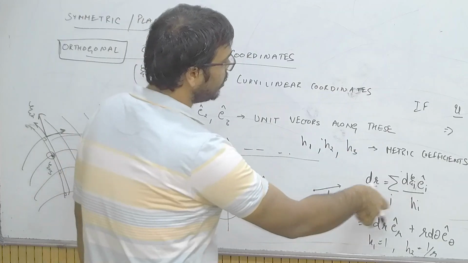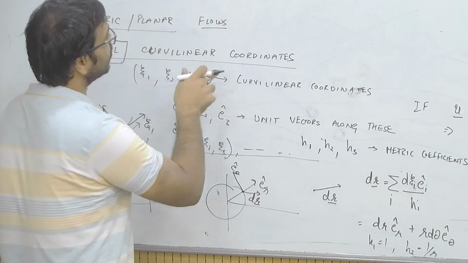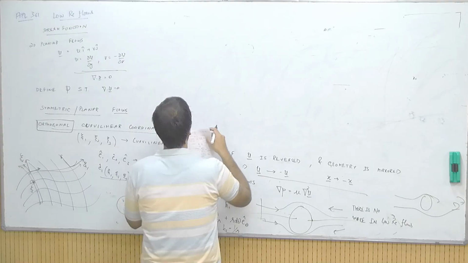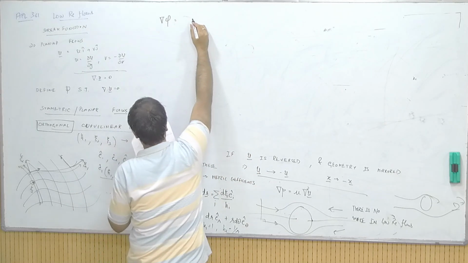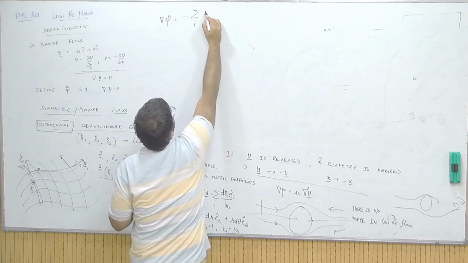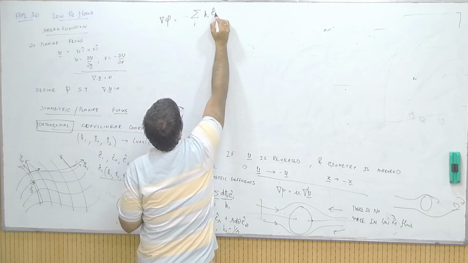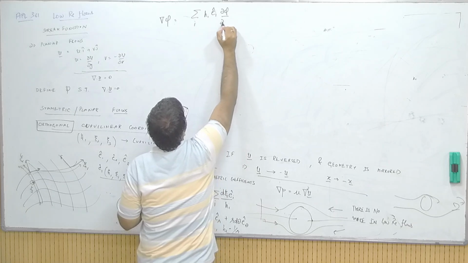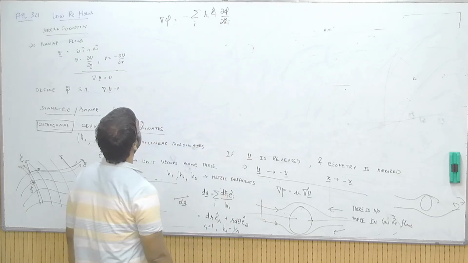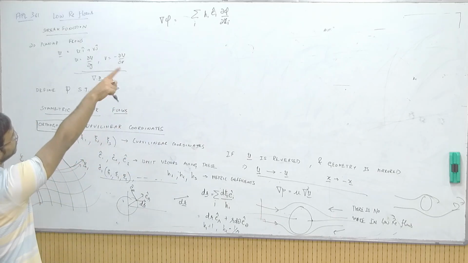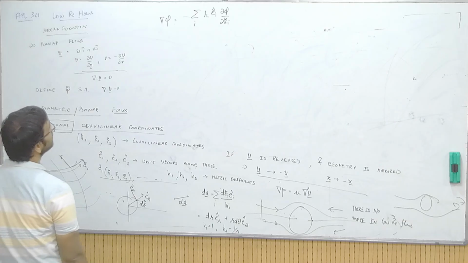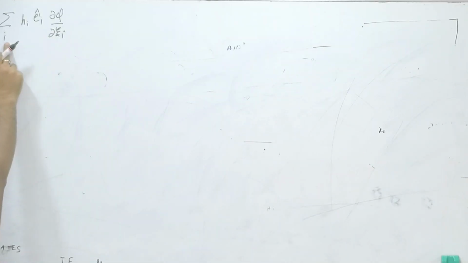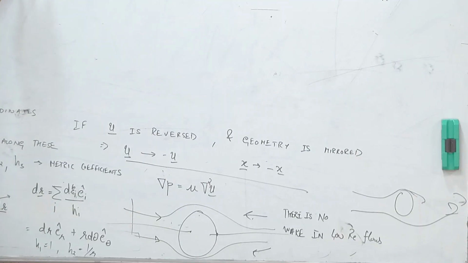Now, with these orthogonal curvilinear coordinates, we define these quantities. Let us say we define the gradient of a scalar as this. Notice that I appears in there 3 times, so I am not using the index notation. I cannot use the index notation, so I am explicitly writing the summation. This is the definition of your gradient.